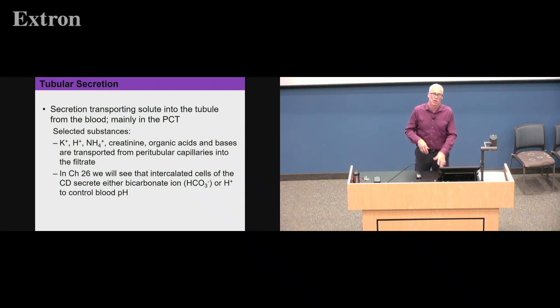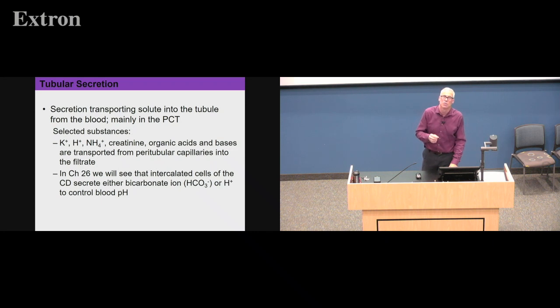Tubular secretion, we're going to transport potassium into the tubule. As you already know, that's going to be under the control of aldosterone in the distal tubule. We're also going to get rid of hydrogen ions and ammonia occasionally by adding it into the tubule, transporting creatinine into the tubule. I'll just make brief mention.